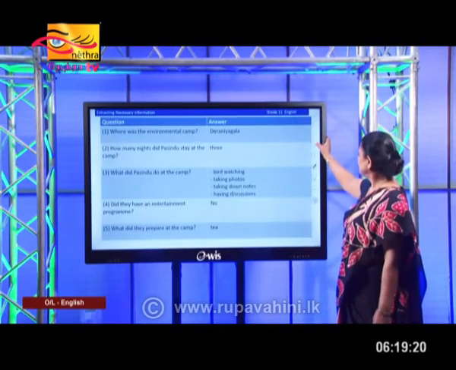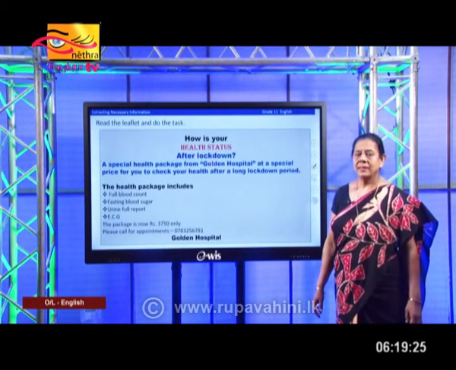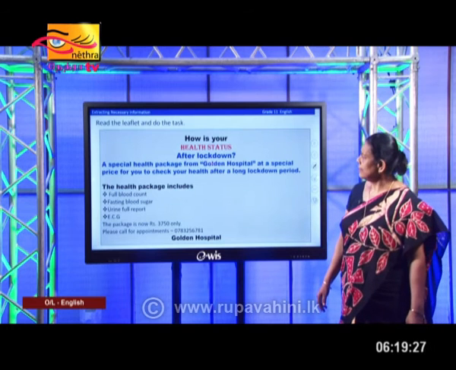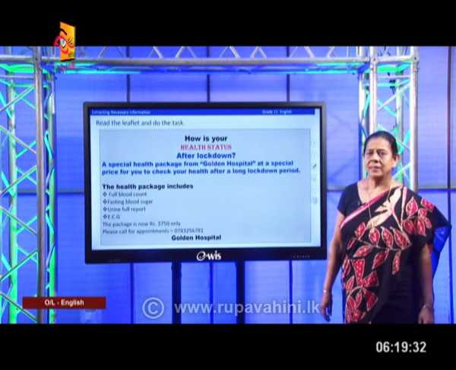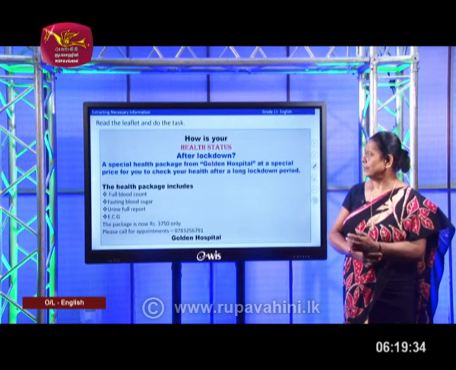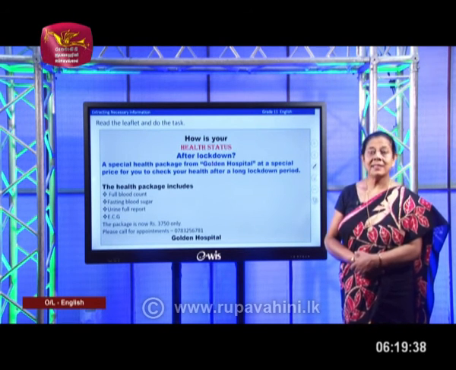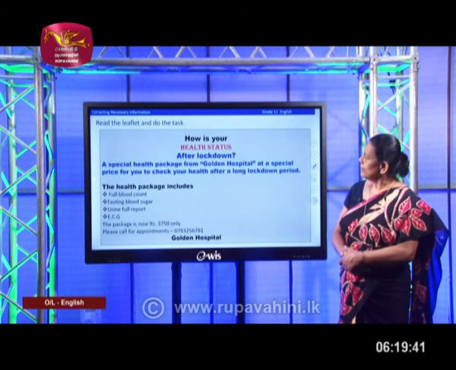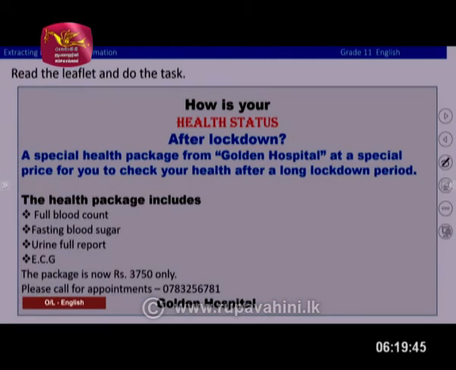Right. Shall we move to another activity? Yes. What's that? Yes, it's a leaflet. Leaflet about what? Leaflet about health status. Now this is a time for you to read it. Quickly read the leaflet.